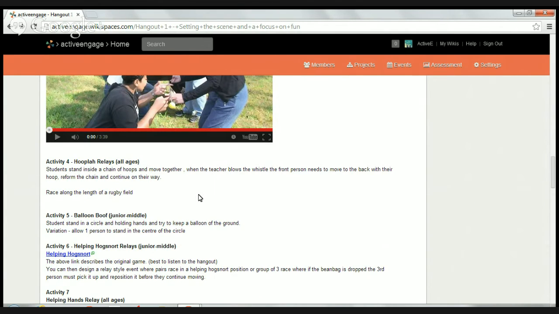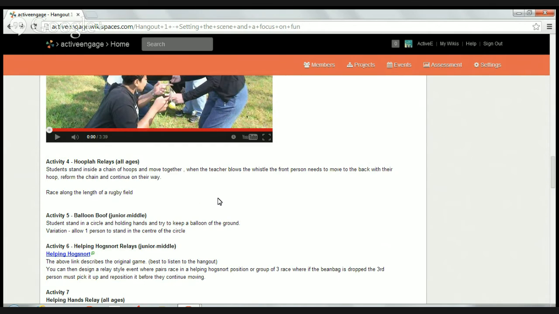And all they have to do is move around in a space, and when the teacher blows the whistle, the front person needs to take their hoop to the back, reform the chain, and continue. And that's the way it works. And then eventually you can have teams against teams sort of going, like a relay type situation. There are ways that make it a lot easier to change the leader. For instance, if everyone just drops the hoops down to the ground, the front person steps out, takes their hoop, much easier than trying to untangle while everyone holds their hoop in the middle. So again, another little cool activity.